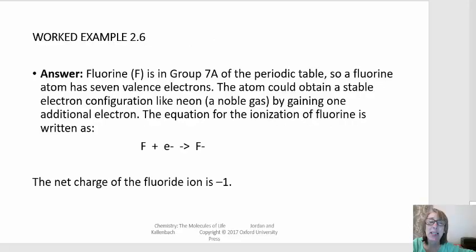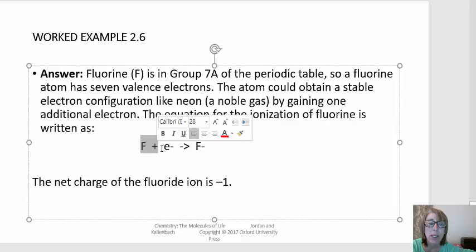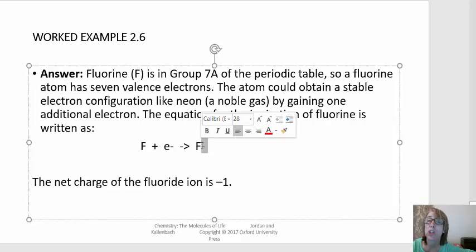Okay, so here is our equation. When we add an electron, it is going to be on the left-hand side of the arrow next to a plus sign. So we're adding this electron to fluorine. And anytime we add an electron to an atom, the charge becomes more negative by how many electrons we add. So since we're only adding one electron, the charge is -1.